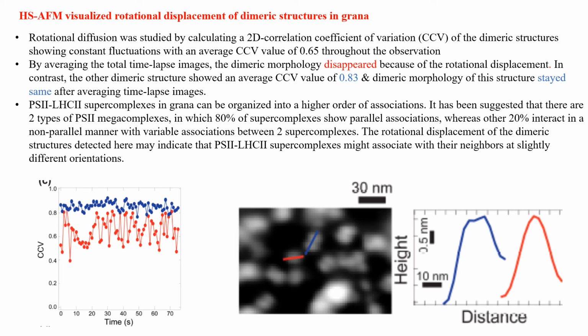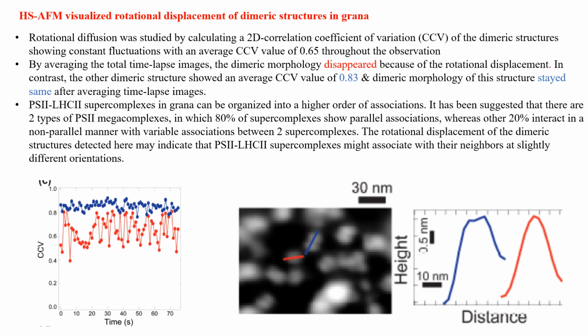By averaging the total time-lapse images, the dimeric morphology kind of disappeared because of the rotational displacement, as you can see by the red trace. In contrast, the other dimeric structure showed an average CCV value of 0.83, and this seemed to stay the same over the time-lapse images. So remember that some particles would stay in a specific orientation longer than other particles that are present close together.